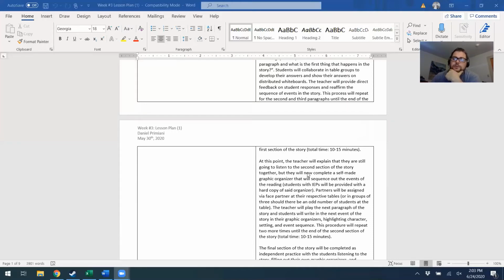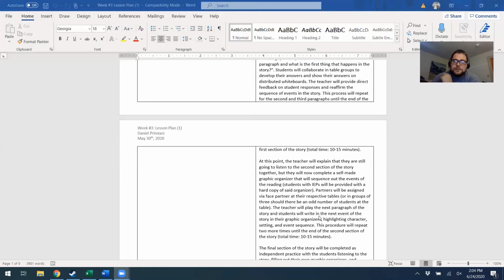At this point, the teacher will explain that they are still going to listen to the second section of the story, but they will now complete a self-made graphic organizer that will sequence out the events of the reading. Students with IEPs will be provided with a hard copy of this organizer. Partners are going to be assigned via face partner at the respective table. If you have 4 kids sitting at a table, it's a partner directly across from you, or in groups of 3 if they have an odd number of students at their table.